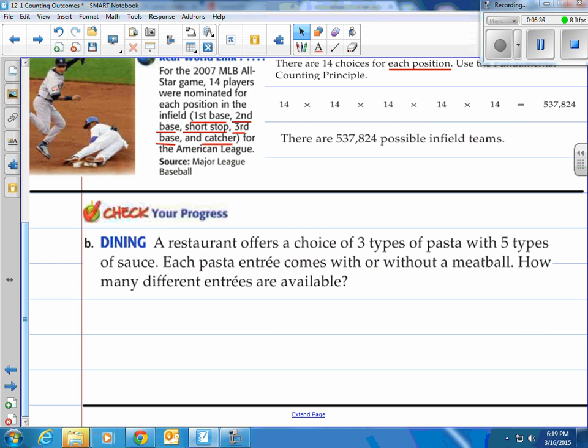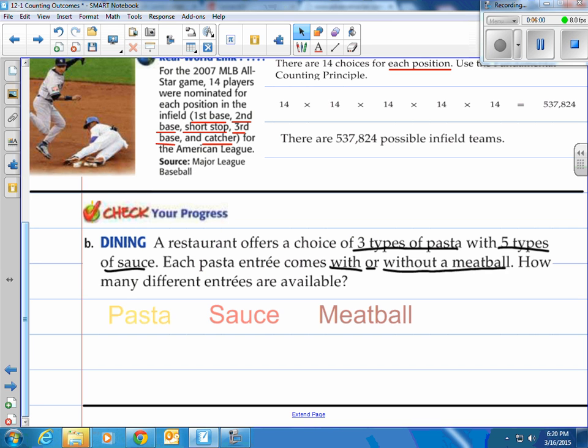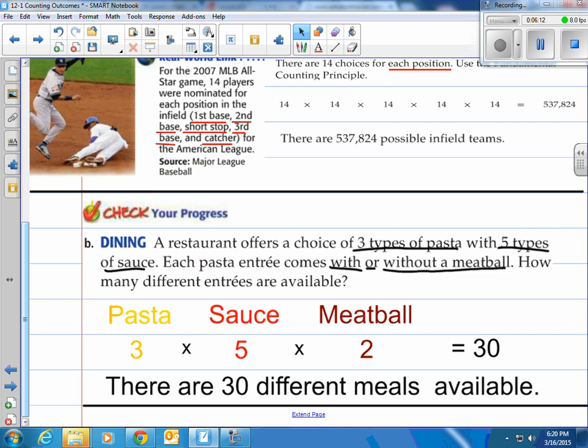All right. A restaurant offers a choice of 3 types of pasta with 5 types of sauce. Each pasta entree comes with or without a meatball. How many different entrees are available? How many different ways can you have these meals put together? Well, you see we've got 3 types of pasta, 5 types of sauce, and then, of course, with or without a meatball. That's 2 choices there. So there we are. We got pasta, sauce, and meatball. Pasta is 3 choices, sauce is 5, and the meatball is 2. Then we would multiply those together, and you get 30. So there are 30 different meals available.